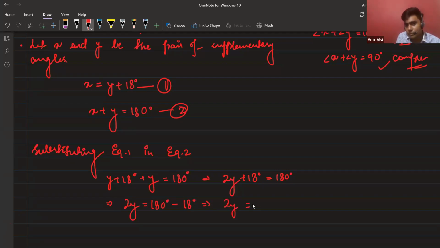Y is equal to 81. Sir, what about x? It would be 162. Yes, sorry, Rehan, 162. What about x? I will let you know, dear. Just give me a moment.